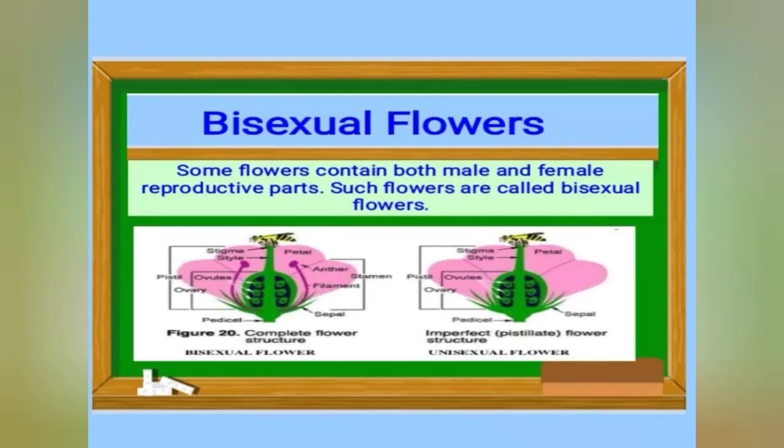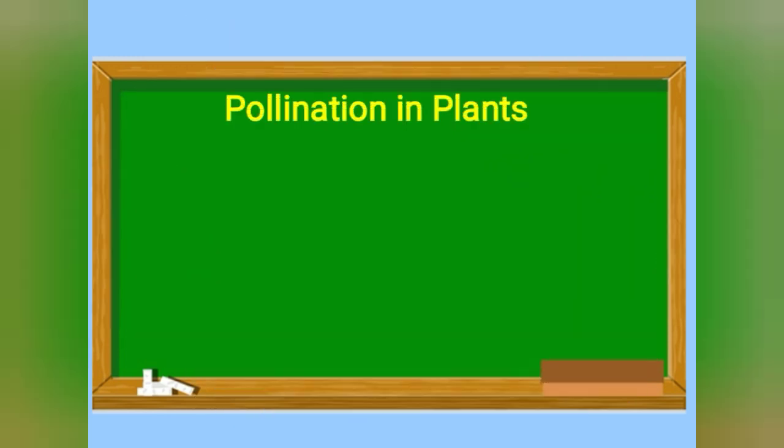Bisexual flowers. Some flowers contain both male and female reproductive parts. Such flowers are called bisexual flowers. Male reproductive part means stamen and female reproductive part means pistil. Flowers that contain both pistil and stamen are called bisexual flowers.